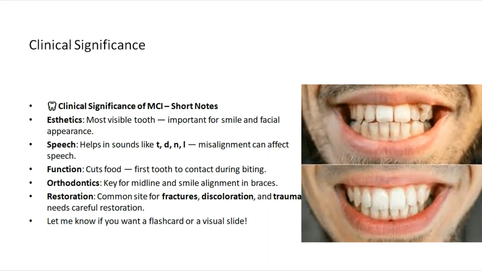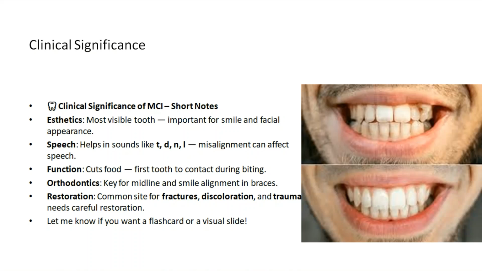The clinical significance of the maxillary central incisor is aesthetics. It is the most visible tooth. It helps in speech sounds like D, T, and L. Its function is to cut food during biting. In orthodontics and braces, alignment is very important for it. For restoration, fracture, discoloration, and trauma need care.